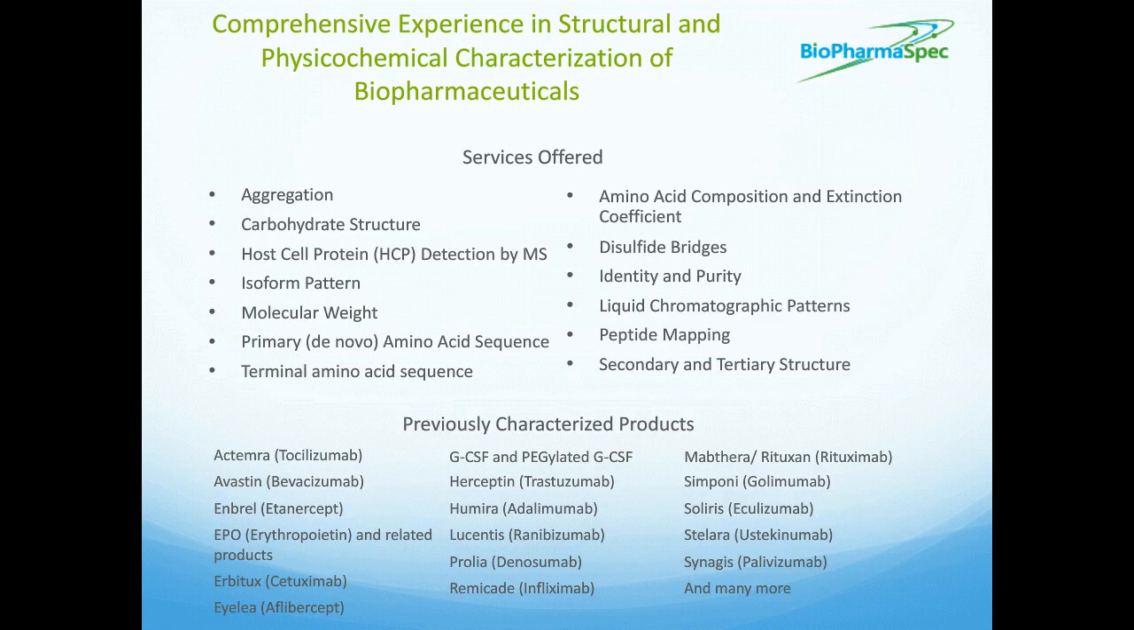These are just some of the services we offer and some of the previously characterized products we've done. Many of the services we provide were pioneered by our scientists over the last 30 years. biopharmaspec has extensive experience in the characterization of many products, including monoclonal antibodies, fusion proteins, and heavily glycosylated molecules. Our management team was also involved in the initial characterization of many of these innovator products and are now able to assist biosimilar companies in the development of their products.